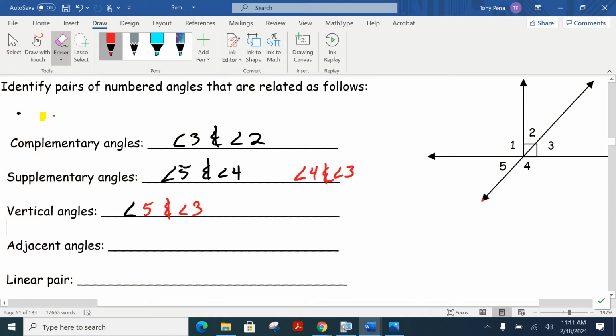Anybody got a pair of adjacent angles? Adjacent just means next to each other. So you have your neighbor at your house, they're adjacent to you. Notice how a lot of you anyway probably have a neighbor on each side. So you would have two adjacent angles. Now we just want a pair. So what's one set of adjacent angles?